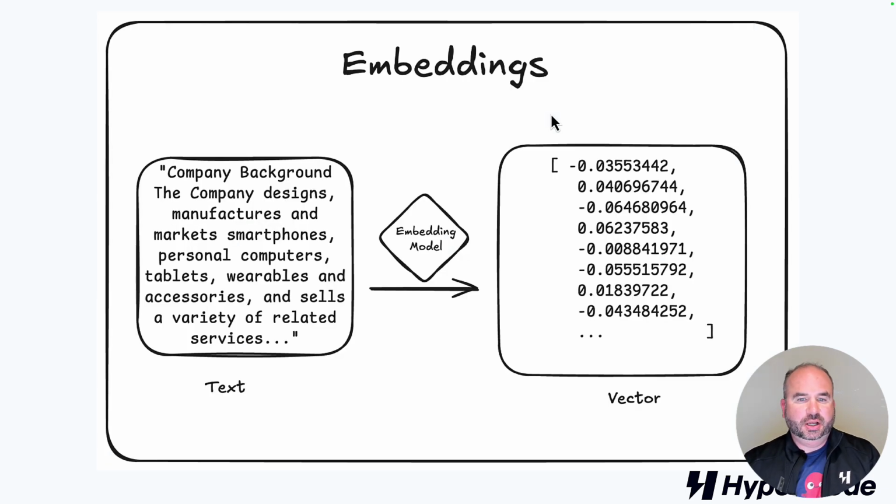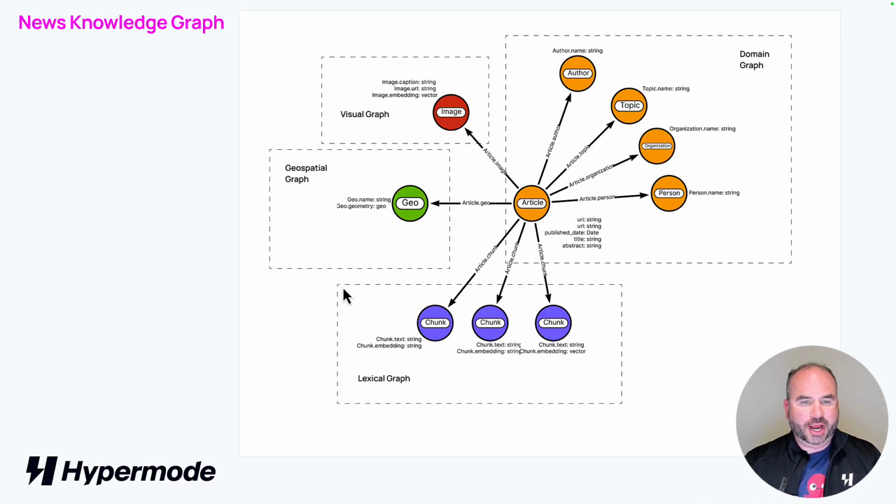Now we mentioned chunking and embedding earlier. What we're going to do is calculate an embedding of each chunk and store that as a node property. This will allow us to use vector search as an entry point for our graph. So vector similarity search gives us an entry point into the graph. We can think of this as the lexical graph, where we're identifying chunks of a document that are close in vector space to an embedding of our query. But that's just the start in GraphRAG.